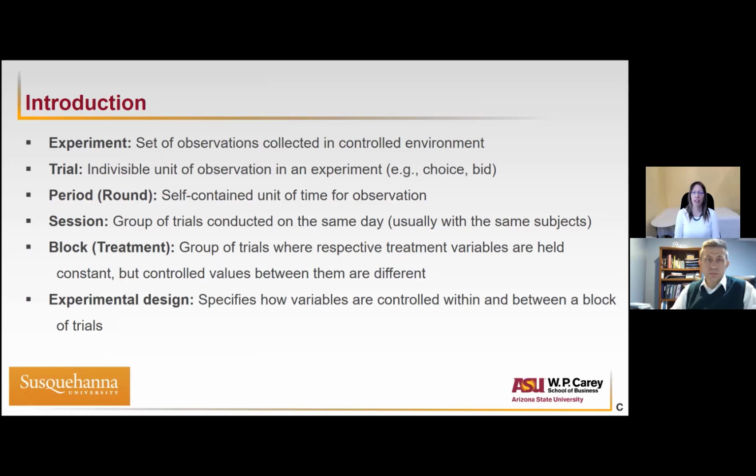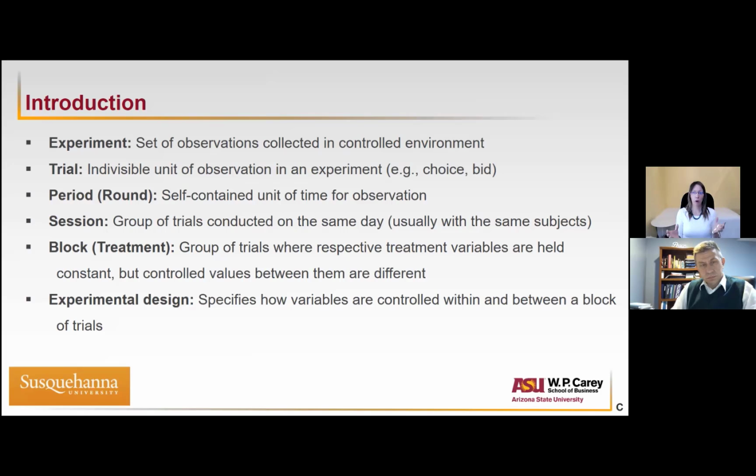And then we have periods or rounds. They are self-contained units of time for observation. So just imagine you don't know much about organic. I conduct the auction, you bid on the organic apples, and then I introduce some information where I tell you about what is USDA organic. And we repeat the whole process. So now we have two rounds in one experiment. And this way I can also test whether the information increases or decreases your willingness to pay.